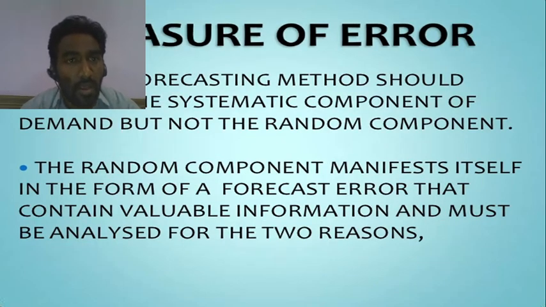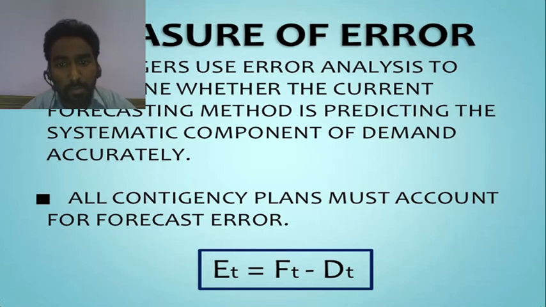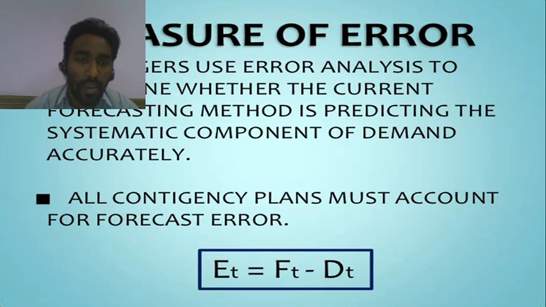Measure of error. A good forecasting method should capture the systematic component of demand but not the random component. The random component manifests itself in the form of forecast error, which contains valuable information and must be analyzed for two reasons. Measure of error, continued. Managers use error analysis to determine whether the current forecasting method is predicting the systematic component of demand accurately, and all contingency plans must account for forecast error. This is the formula to calculate the forecast error.